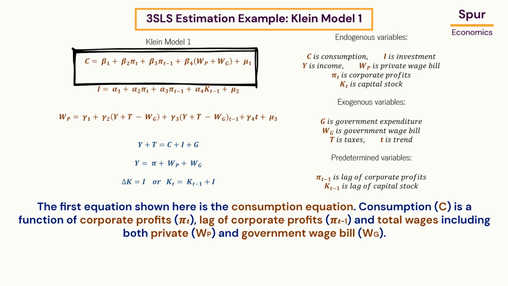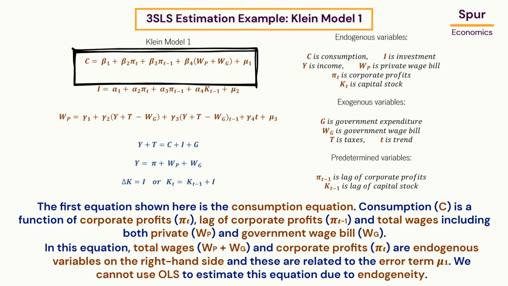The first equation shown here is the consumption equation. Consumption is a function of corporate profits, lag of corporate profits, and total wages, including both private and government wage bill. In this equation, total wages and corporate profits are endogenous variables on the right-hand side, and these are related to the error term mu1. We cannot use OLS to estimate this equation due to endogeneity.